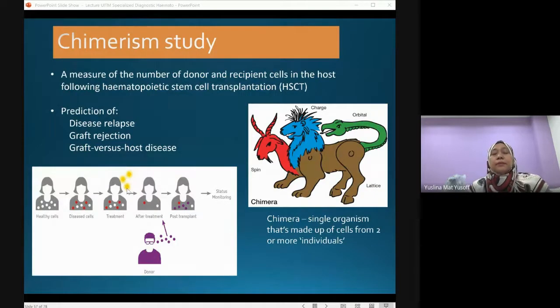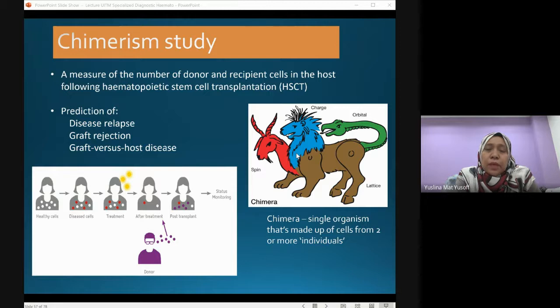So next, in our lab, we also do chimerism study. So what is chimerism study? Chimerism study is done for patients who undergo transplant. It is a measure of the number of donor and recipient cells in the host following hematopoietic stem cell transplantation. You can see here, if you are familiar with the word chimera, a chimera is a single organism. It's a Greek word. It is a single organism that's made up of cells from two or more individuals.